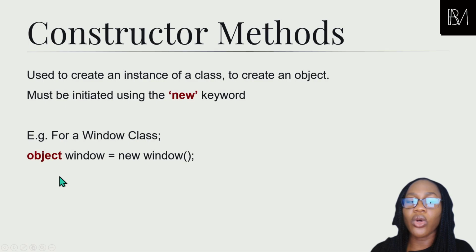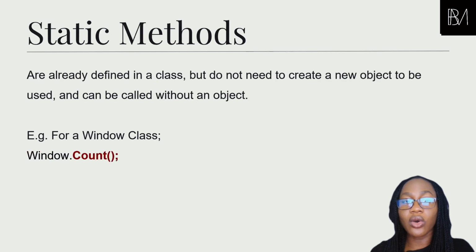Then you have static methods. These are already defined in a class, but you don't need to create a new object to use them. So unlike the last one where we had to say new before we could access the method for the first time in our code, this one is already defined. You don't need to add anything to it. You don't need to pass any new definitions into it. So you would just add it.